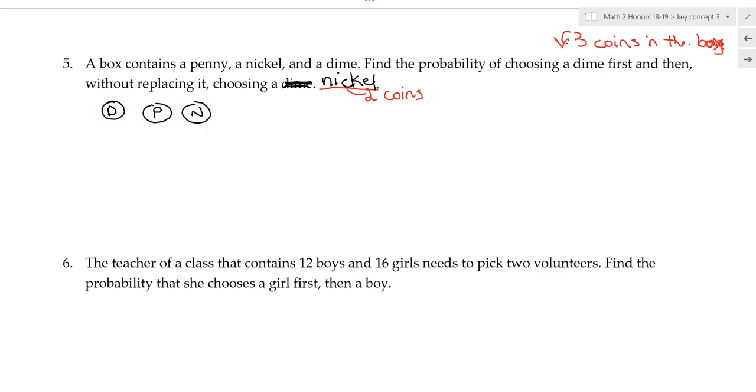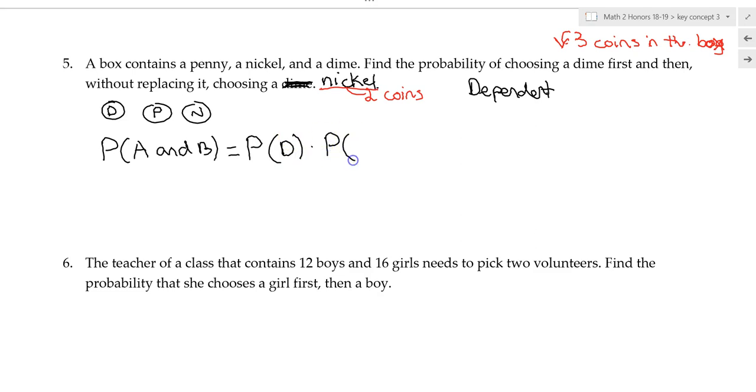I have a dime, a penny, and a nickel. So the probability of... so this is dependent. I guess I should write that here. Right. Alright, my total has changed. Probability of dime. The probability of a nickel given, this line means given. We'll look more at that later.